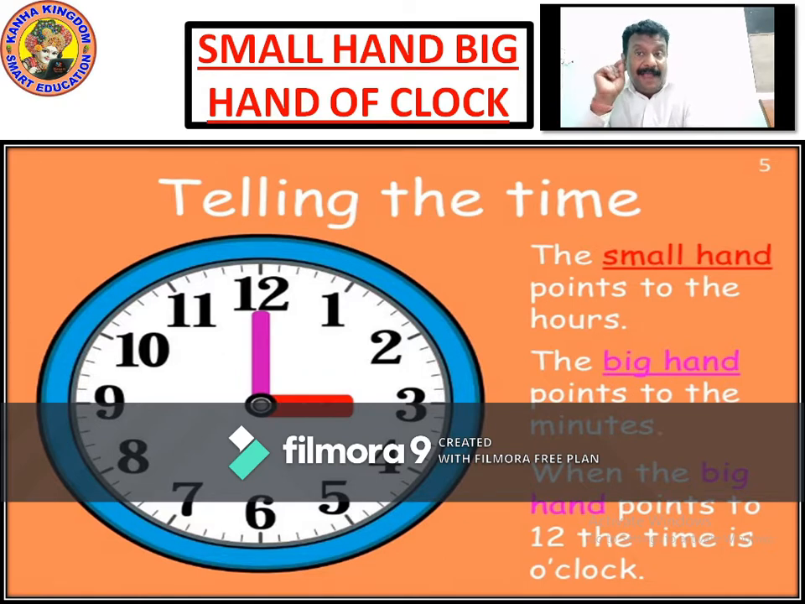If the small hand is in 4 and the big one is in 12, what is the time? 4 o'clock, right? And if the small one is in 3 and the big hand is in 6, then what is the time?